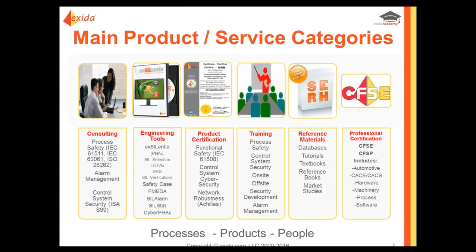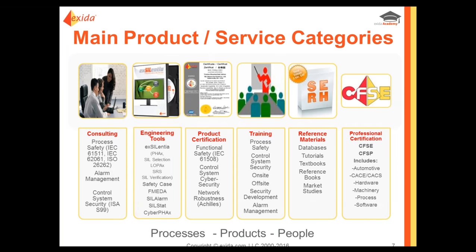We can be broken up into different main product and service categories. No matter what you deal with in functional safety, whether it's the process, the products, or the people, we have you covered. We deal with consulting in process safety, alarm management, and cybersecurity. We have our engineering software and tools. We have our product certification in functional safety, cybersecurity, and network robustness. We have our training. You can come to us, we can come to you, anything dealing with functional safety. We have our reference materials, our databases, our textbooks, our market studies, our white papers, things like webinars and blogs that we continuously publish, and our personnel certification.